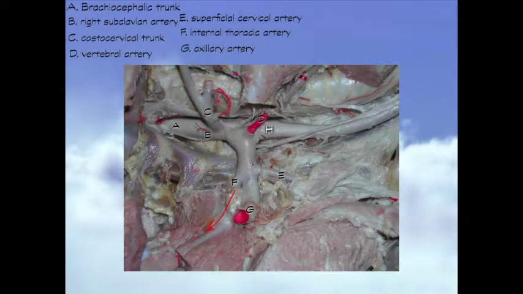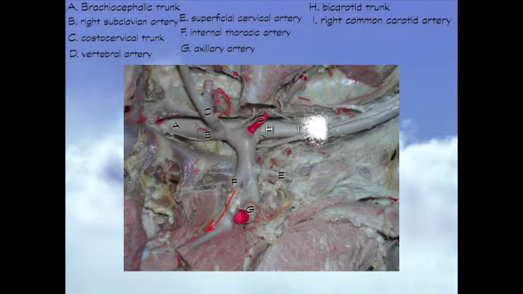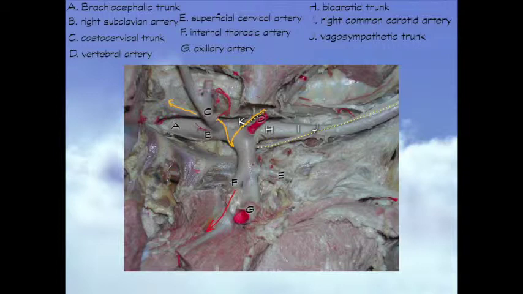Okay, so H then continuing cranial is going to be our bicarotid trunk, which here we can see coming off of that the right common carotid artery, so it'll also give off the left common carotid. Okay, running with that common carotid artery is a nerve, and we can see that nerve continuing this way, out that way. So that's going to be the vagosympathetic trunk. And right here it's giving off a branch which comes around that subclavian, and that's going to be the right recurrent laryngeal nerve.